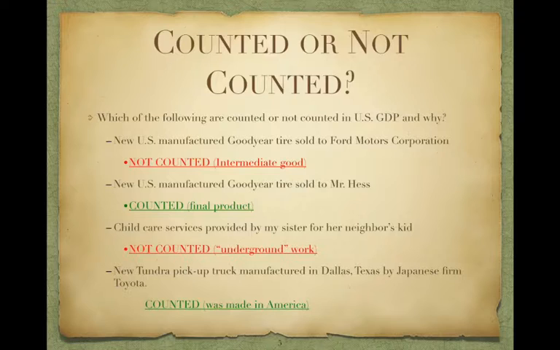And then the last one, the Toyota Tundra, even though this is a Japanese company, remember we said any goods that are made inside our nation's borders within that year's time will count towards U.S. GDP. So this will count towards our GDP. This would count towards Japan's GNP, their gross national product. Okay? So the next couple of slides, I've got a recap of what all the different terms are, what they mean.